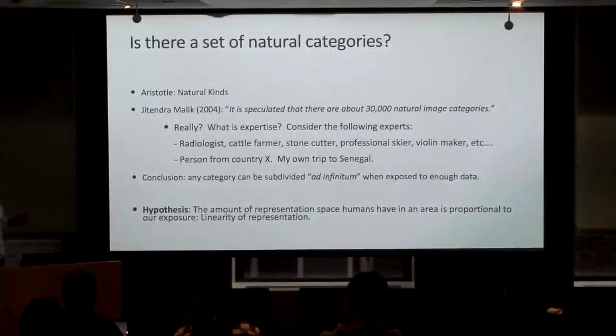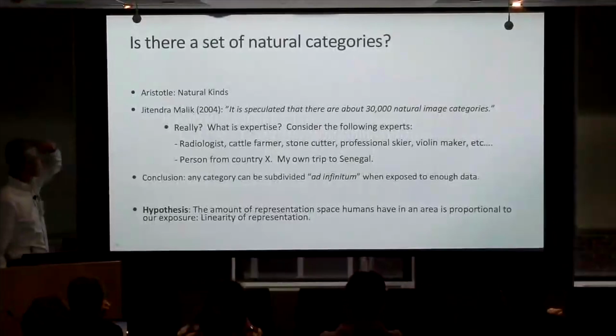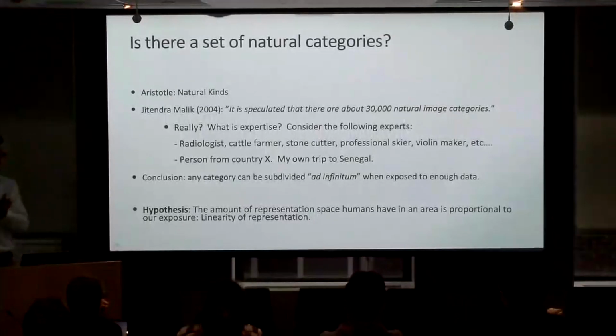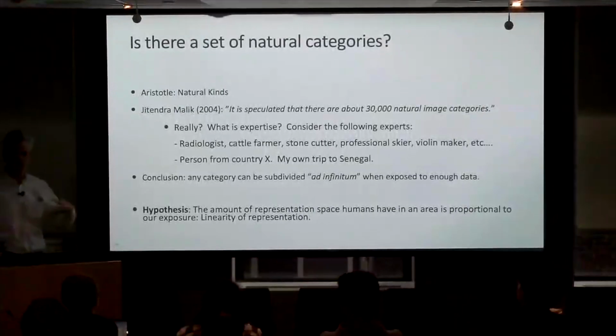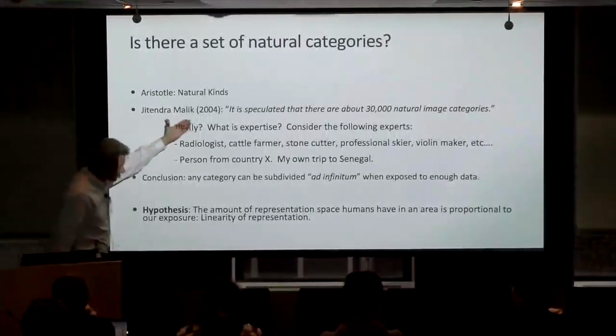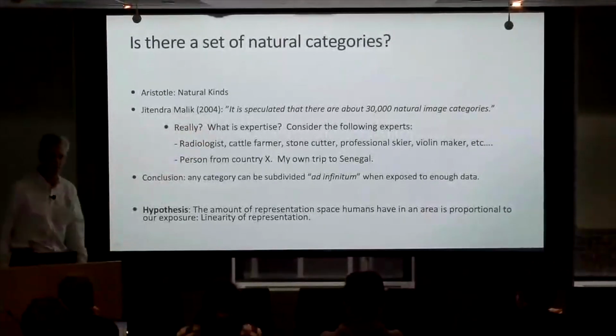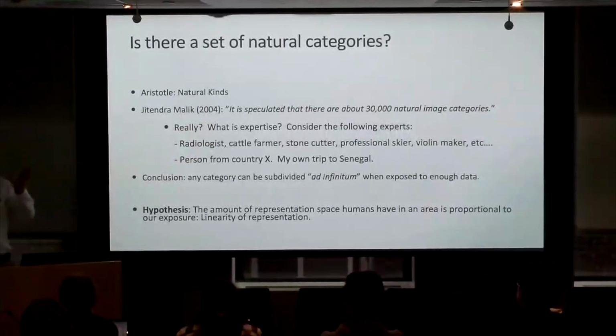And I'll make fun of Jitendra here for a minute because he can take it. I was a postdoc at Berkeley in 2004, and everybody was talking about, okay, we've got ImageNet, this is great, it's got 1,000 image categories, but how many image categories do we actually need? And people were talking about this like, oh, there's about 30,000 natural image categories. And I was just like, that's totally, what? Where'd you come up with that number?